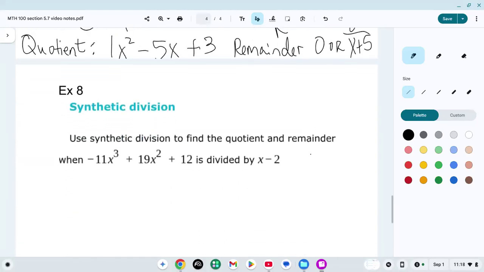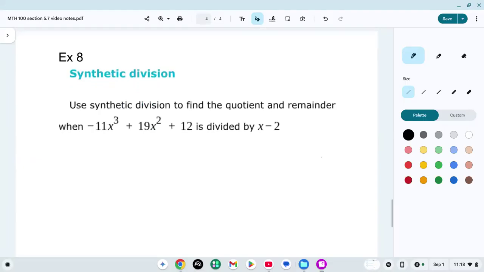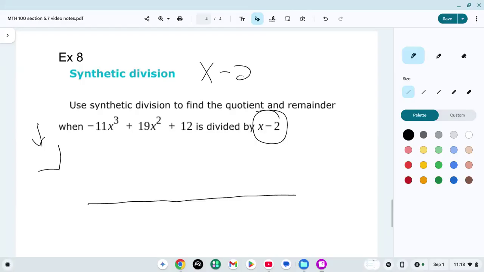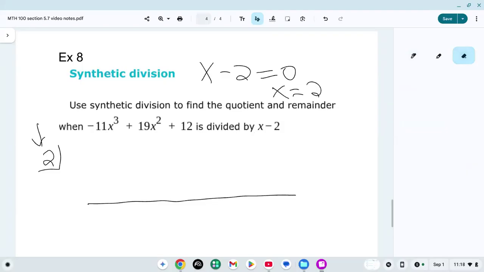All right. Our second example says to use synthetic division to find the quotient and the remainder. So here again, I'm going to set up my synthetic division table. I'm going to use x minus 2 to decide what goes in my divisor box. So x minus 2, set it equal to 0. That gives me a positive 2. So remember, you always put the opposite of what you see. I technically see x minus 2, but notice I put a positive 2 in my divisor box.